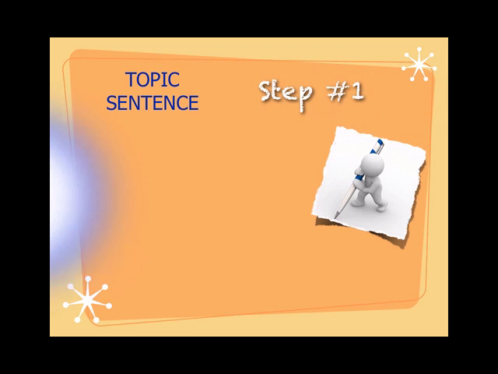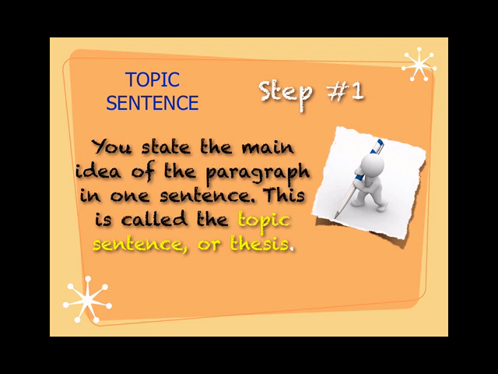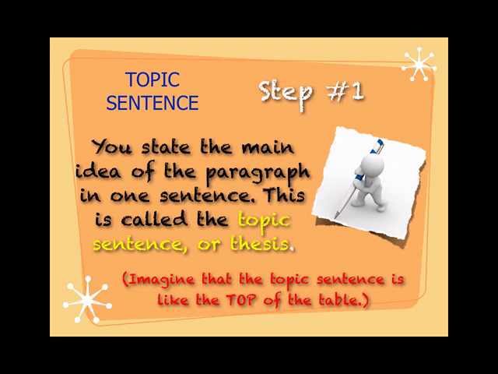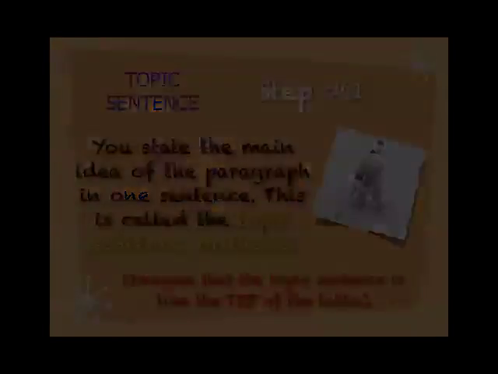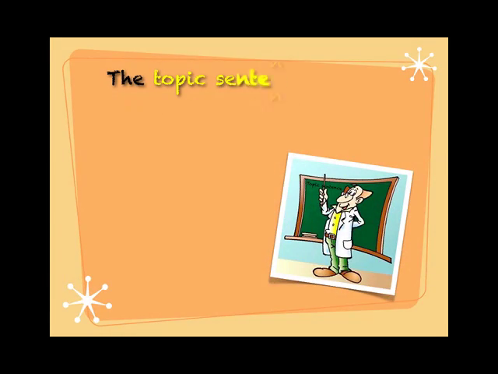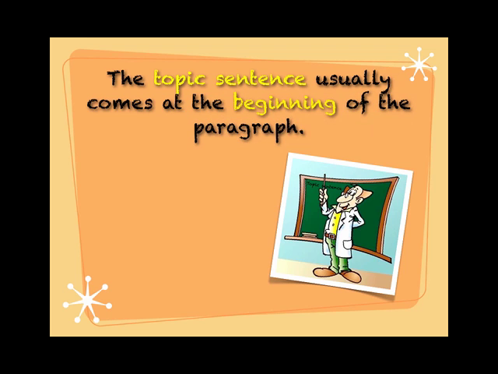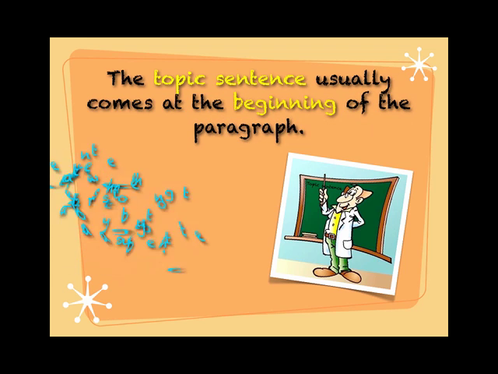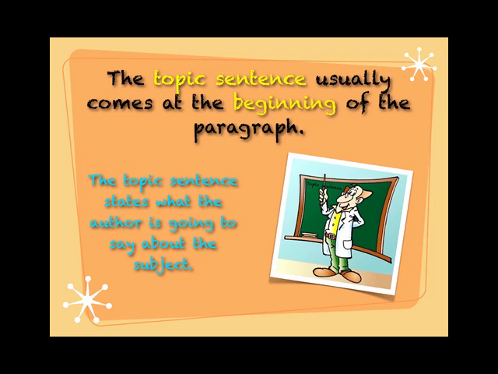So step 1, the topic sentence. You state the main idea of the paragraph in one sentence. This is called the topic sentence or thesis. Imagine that the topic sentence is like the top of the table. The topic sentence usually comes at the beginning of the paragraph. The topic sentence states what the author is going to say about the subject.